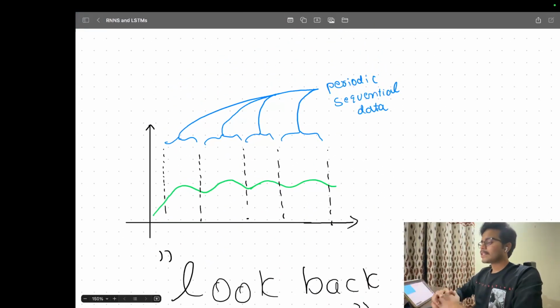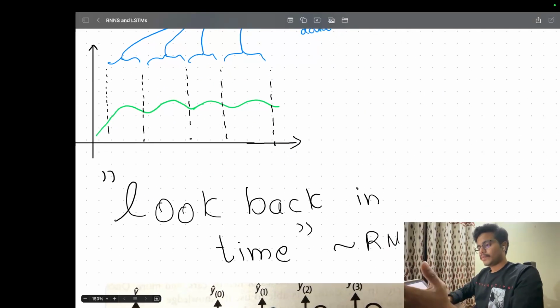So, look at this diagram. You have a curve that is having some periodic ups and downs. You can only observe the long-term nature of this by looking at multiple inputs at a time. In other words, you look at a sequence and you observe the periodic nature of the sequence. That's called looking back in time.